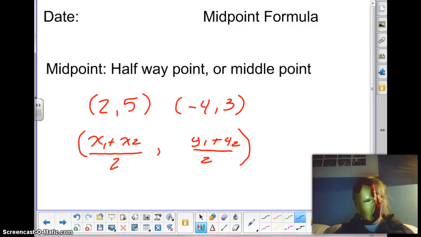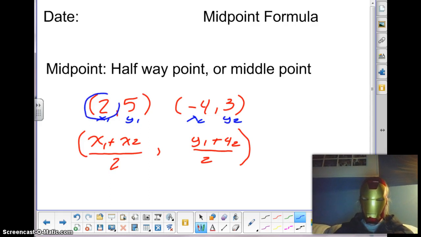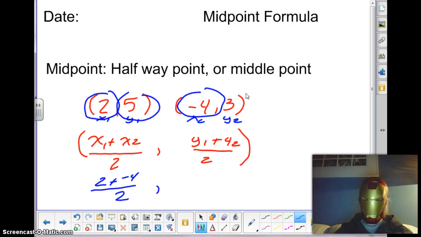So if this is my x, we can call this x1, y1, and x2, y2. So very simply, I'm going to take my two x's and add them together and divide it by 2. And then I take my two y's, 5 plus 3, add them and divide by 2.